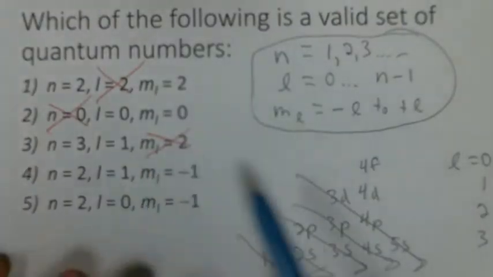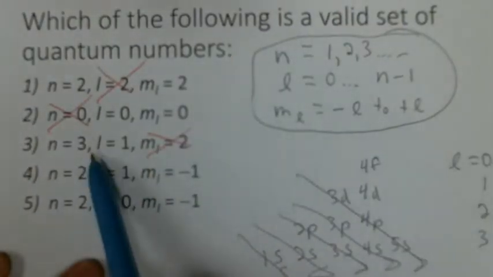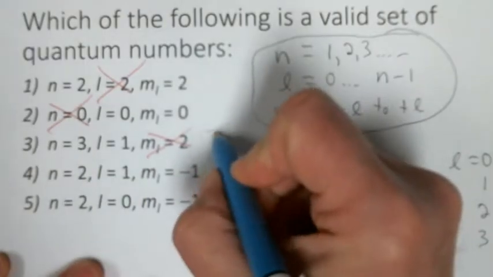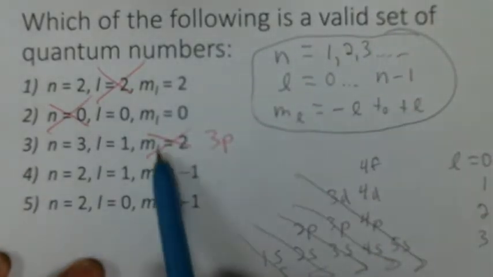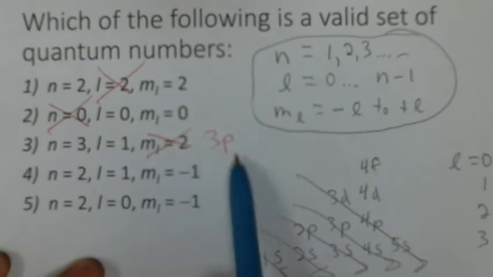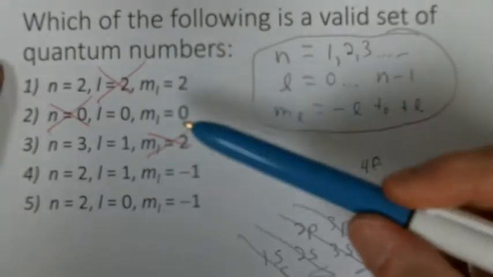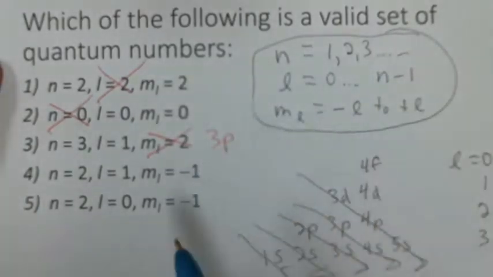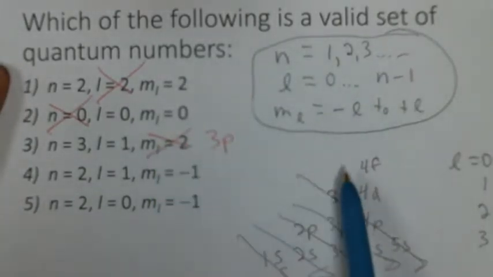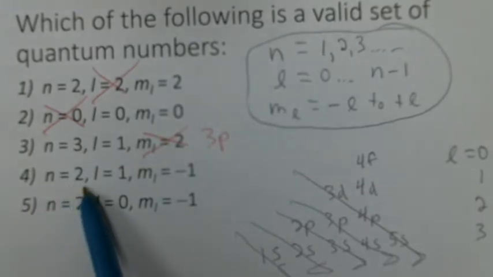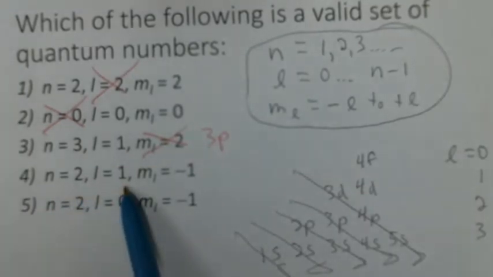And if you remember where you're at here too, that L equals 1 is the P subshell. So this would be a 3P. If M sub L is 2, that means there's going to be 5 different orbitals. And we know there's only 3 in the 3P subshell. In any P subshell, there's only 3 orbitals. So whether you remember the quantum number rules, that it goes minus L to plus L, or not, that just doesn't make sense, right?